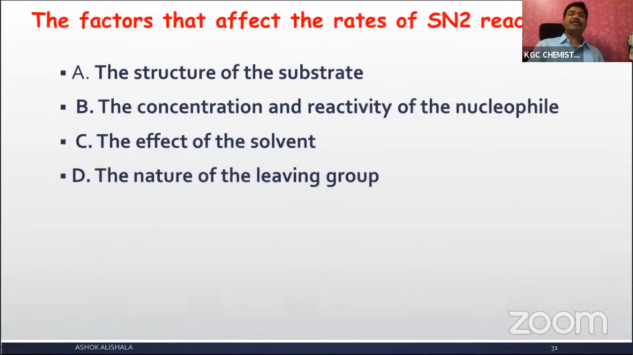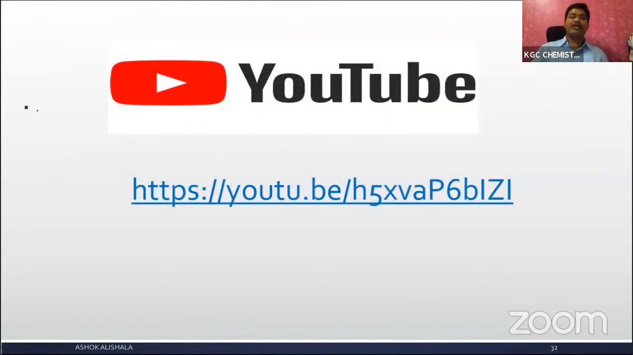The factors that affect the SN2 reaction are the structure of the substrate, whether it is primary, secondary, or tertiary; the concentration and reactivity of the nucleophile; the effect of the solvent, whether we are using a polar or non-polar solvent; and the nature of the leaving group, whether it is a good leaving group or not. I want to share one video so that you can easily understand.